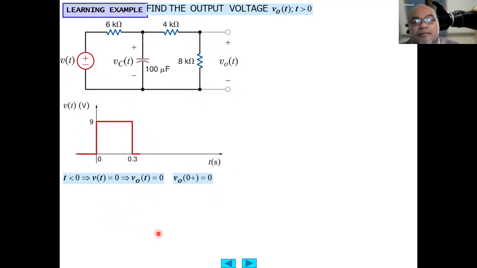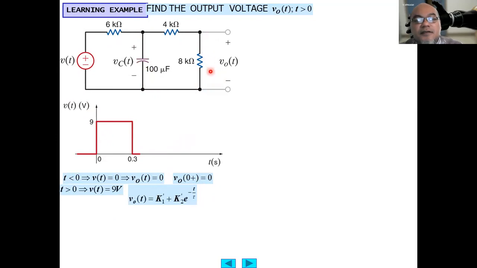And like this, the V out at t less than 0. So this will be equal to 0. Yeah, so it means this will also be 0, and just after the switching it will also be 0. At t larger than 0, this Vt will be equal to 9 volt. Okay, so this is steady.